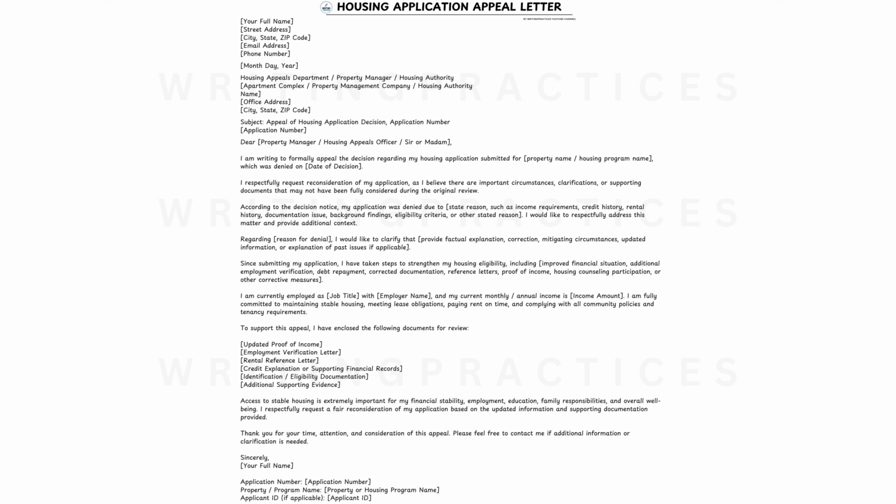Before we wrap up, here are some very important overall tips you should always remember when writing a housing application appeal letter. Always address the exact denial reason directly. Provide updated supporting evidence. Explain improvements clearly, and demonstrate financial stability and housing responsibility. Avoid emotional arguments without documentation. Focus on facts, corrective actions, employment stability, and your commitment to meeting lease obligations.